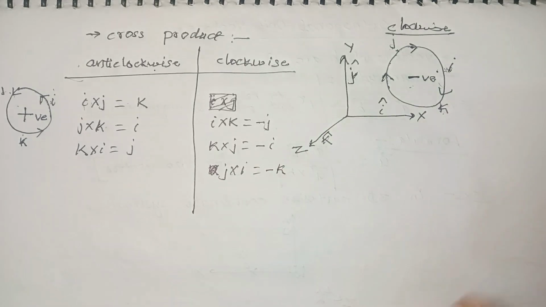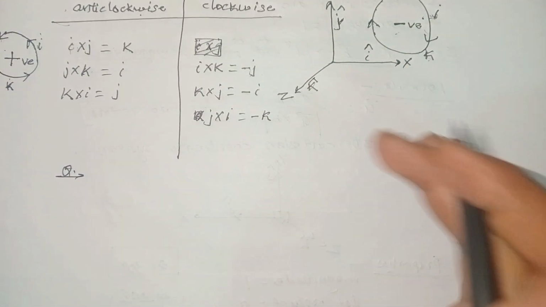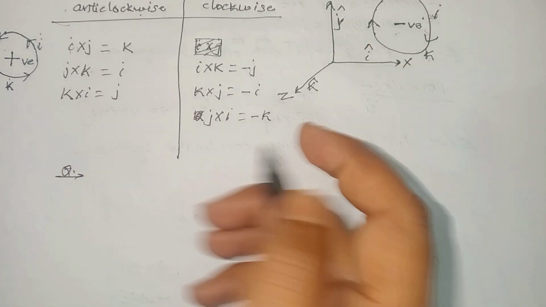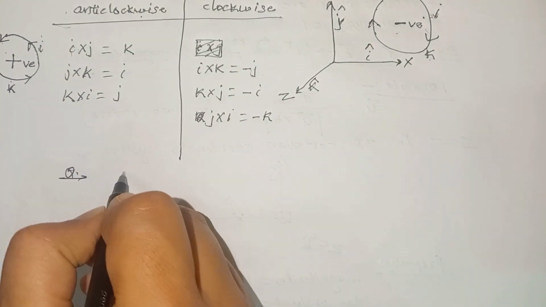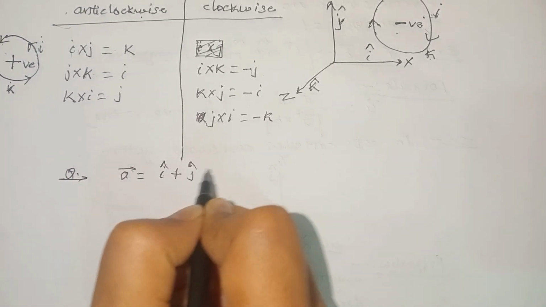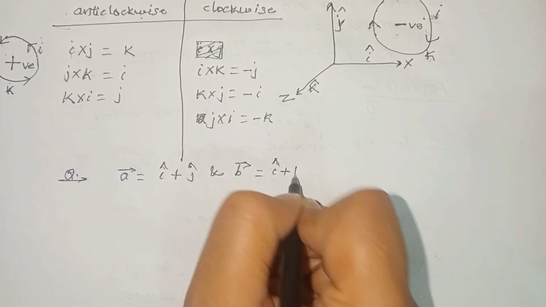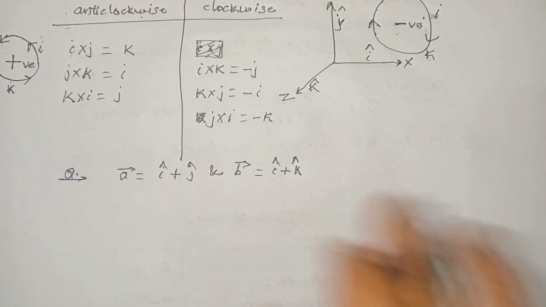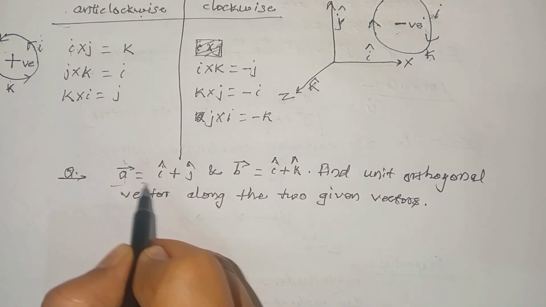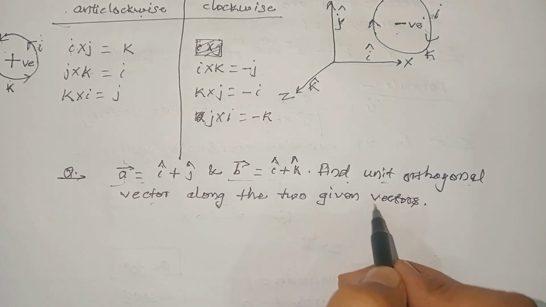Now let's see one example, one question for you. If you have to find a unit vector that is orthogonal to two given vectors, suppose the two vectors are given as vector a equals i cap plus j cap and vector b equals i cap plus k cap. These are two simple vectors. We have to find a unit orthogonal vector to the two given vectors.